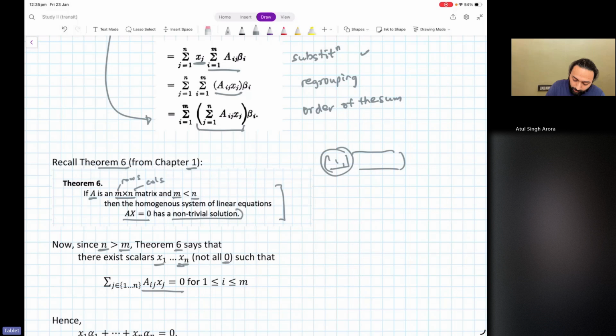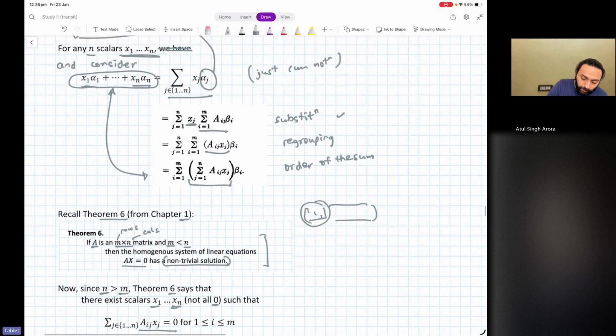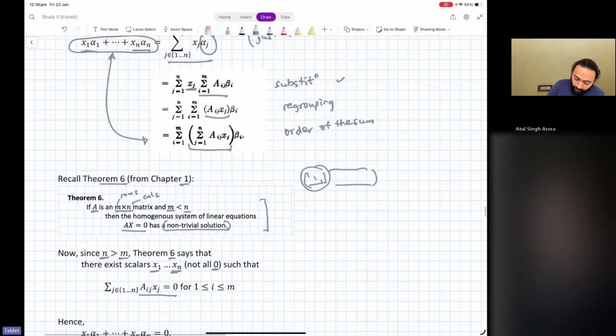And we're justified in taking this choice of x's because earlier we stated that we could do this for any scalars. We're just taking a particular case, right? Exactly. When we started, we said, okay, consider some arbitrary scalars. Now we are choosing those scalars. This theorem tells us that there exists some choice of x's, not all zeros, such that this linear combination will disappear.